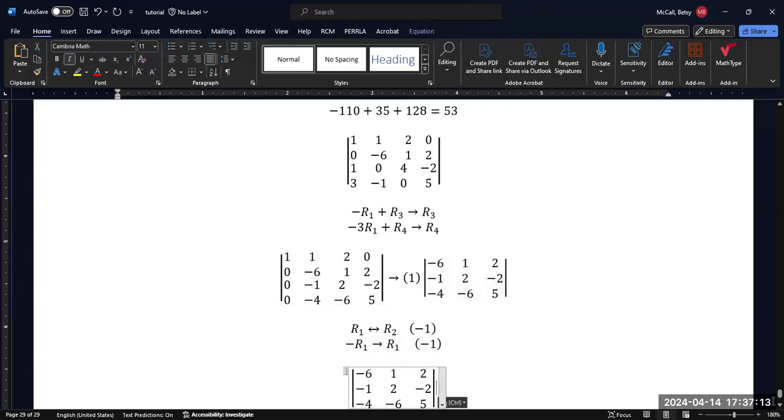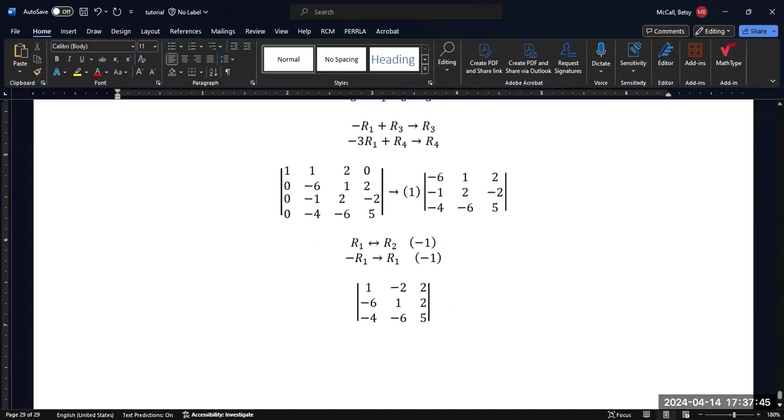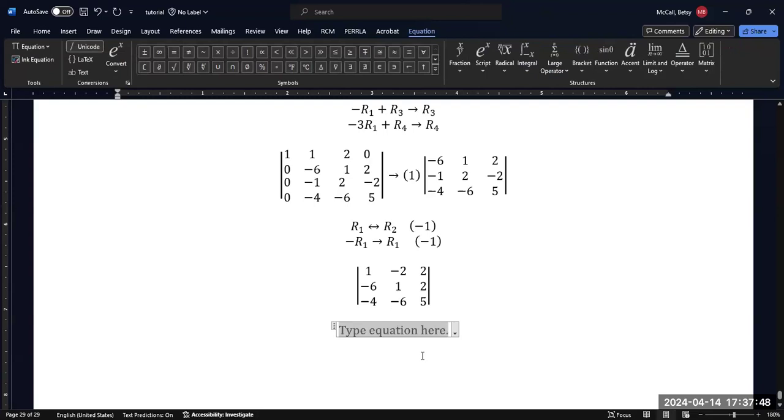And so my matrix is going to become, so first switch them. So -1, -6, 2 and 1, -2 and 2. So again, I just switched everything, and then I put a negative through row 1. And now I'm going to do some more row operations. So 6 row 1 plus row 2.